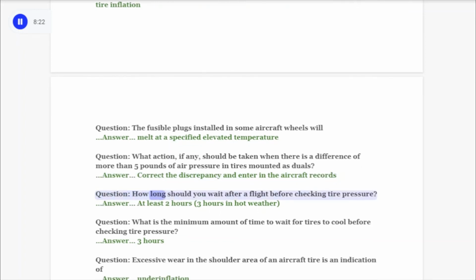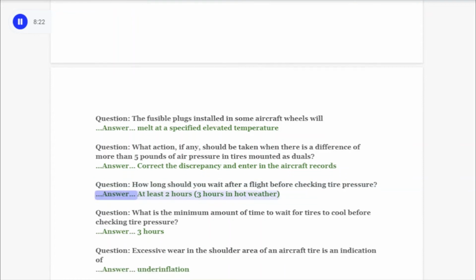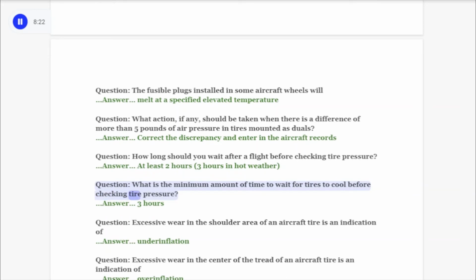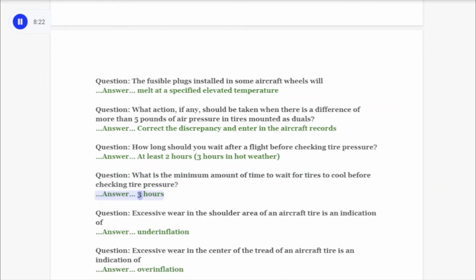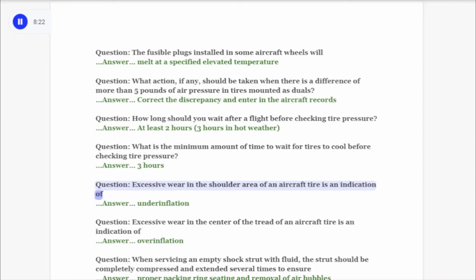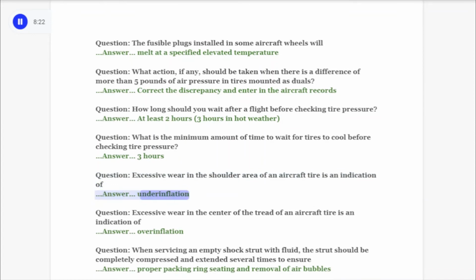Question: how long should you wait after a flight before checking tire pressure? Answer: at least 2 hours, 3 hours in hot weather. Question: what is the minimum amount of time to wait for tires to cool before checking tire pressure? Answer: 3 hours. Question: excessive wear in the shoulder area of an aircraft tire is an indication of: answer: underinflation.